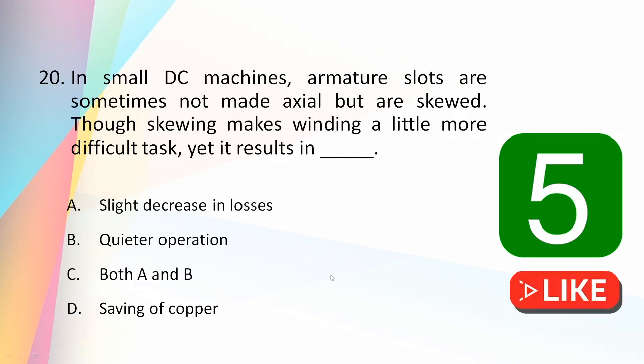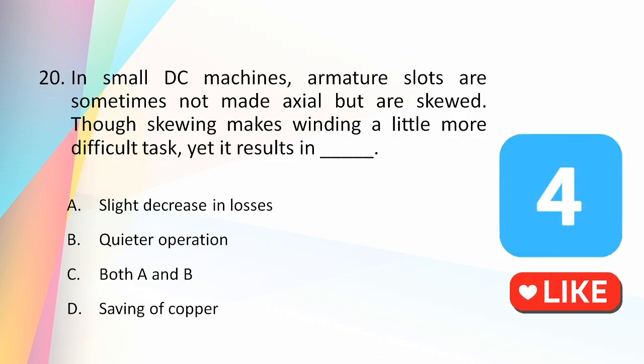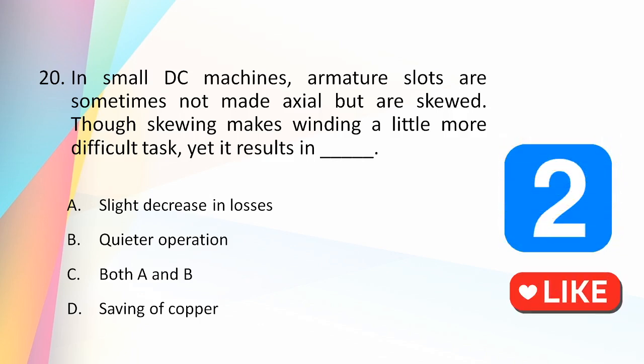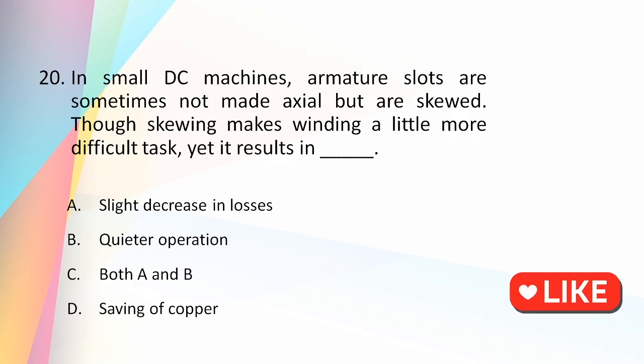In small DC machines, armature slots are sometimes not made axial but are skewed. Though skewing makes winding a little more difficult, yet it results in dash: slight decrease in losses, quieter operation, both A and B, savings of copper. And the answer is both A and B. So skewing makes it quieter in operation and also reduces the losses.